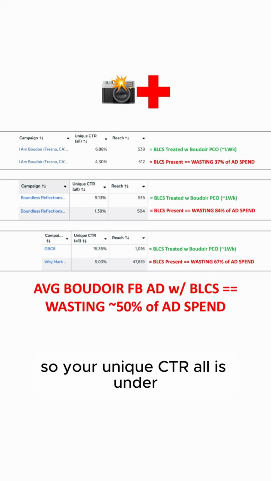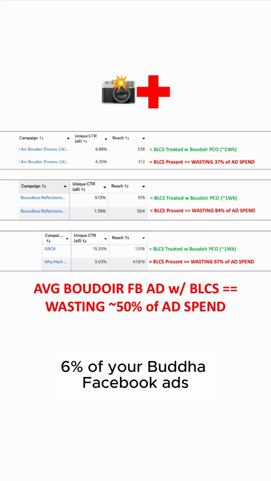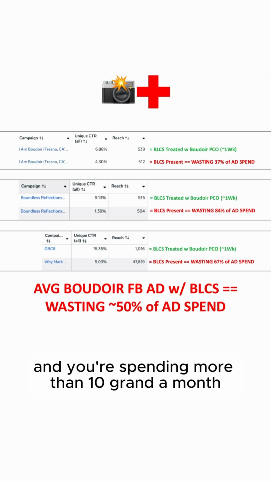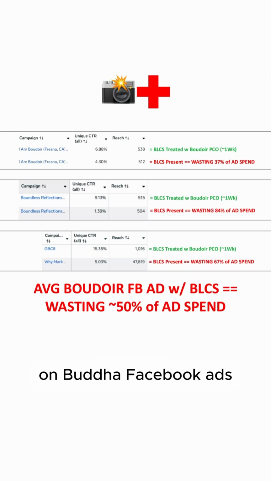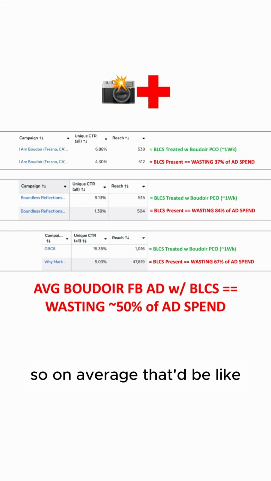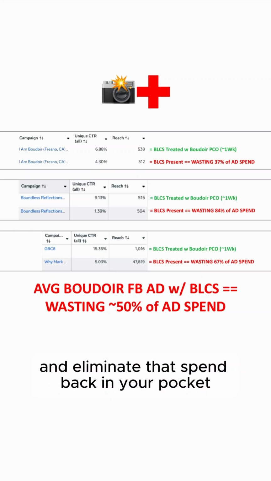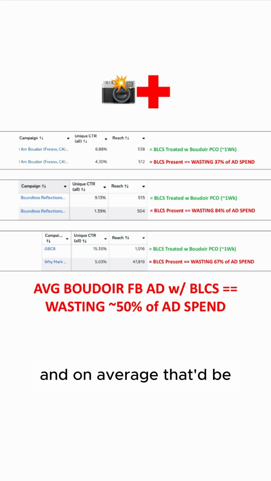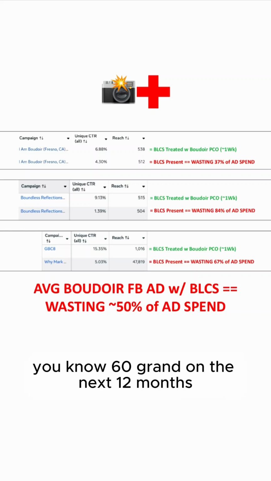All right, so if you're a Boudoir low click advertiser, a BLCA, and you've got BLCS, aka Boudoir low click syndrome, so your unique CTR is under 6% on your Boudoir Facebook ads, and you're spending more than 10 grand a month on Boudoir Facebook ads, and you want to pull some more profit out of the business. So on average, that'd be like $5K a month in eliminated ad spend back in your pocket, and on average that'd be 60 grand in the next 12 months.